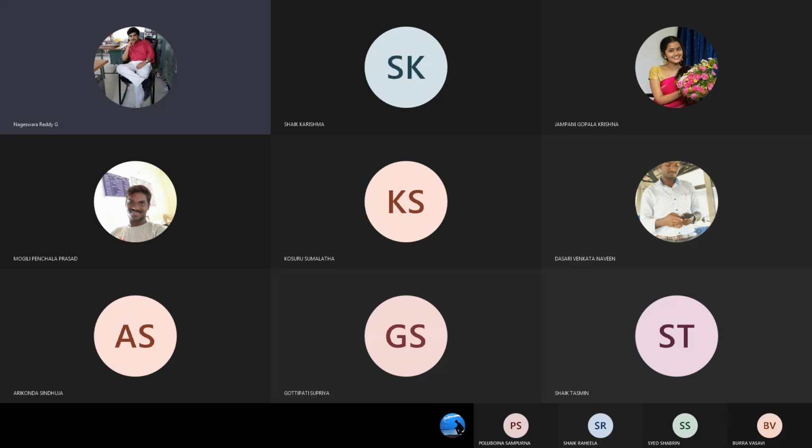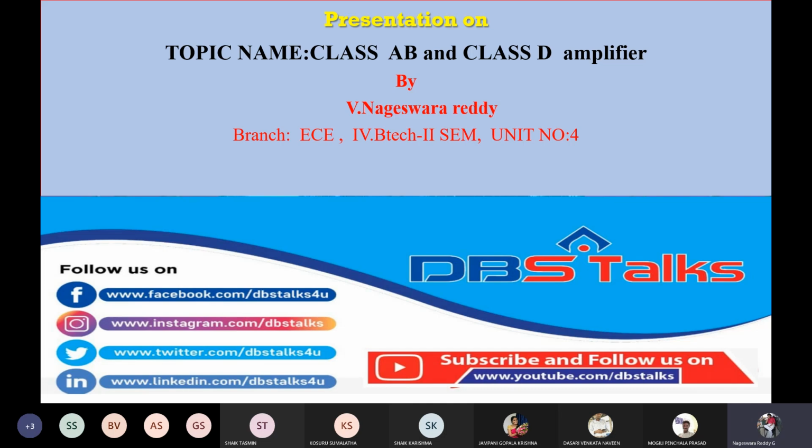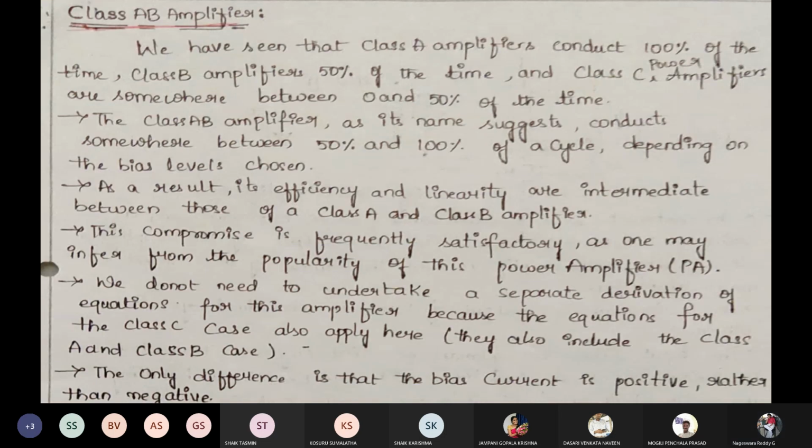Class AB and class D amplifier. So what is meant by class AB amplifier? So that is the class AB amplifier. The conduction angle of class AB amplifier is in between 180 degrees and 360 degrees. So the conduction angle of class AB amplifier is in between the class A and class B amplifier.